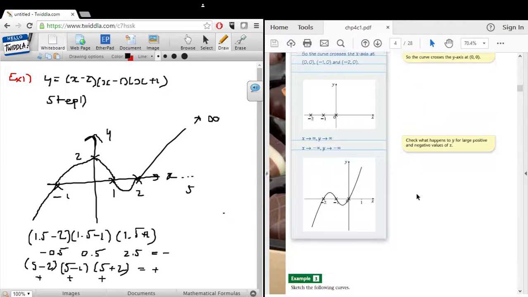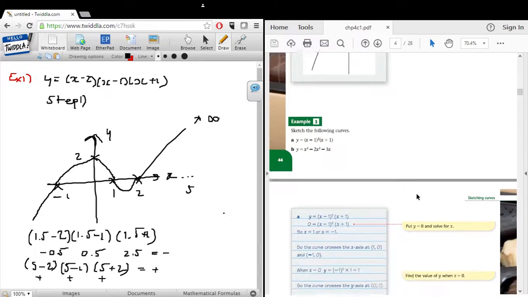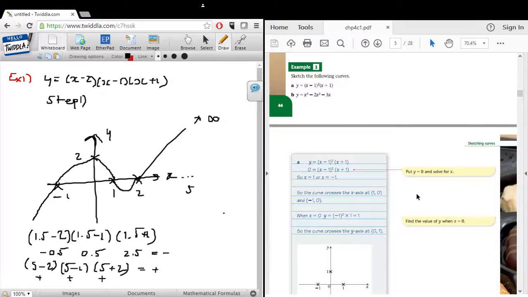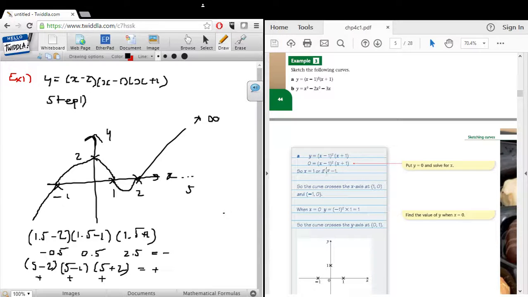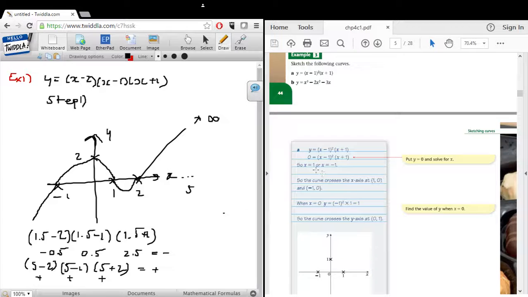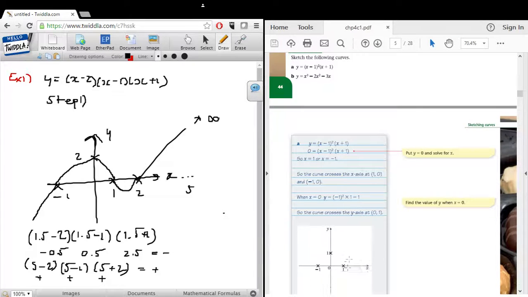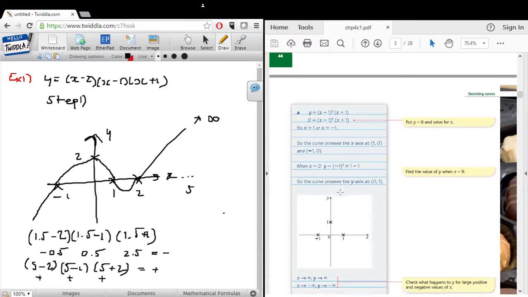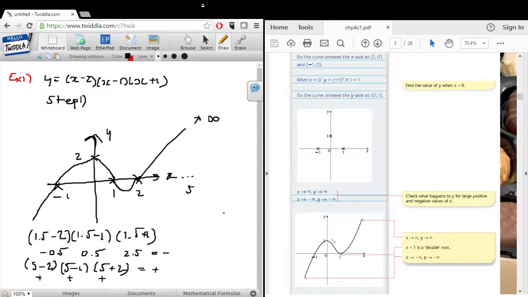Another example that you can do in your own time, another example here. This particular example, don't be fooled or tricked into thinking it's anything different. Literally all they've done is they have that squared there, so that means you have an equal root. So it's going to cross at +1, okay.